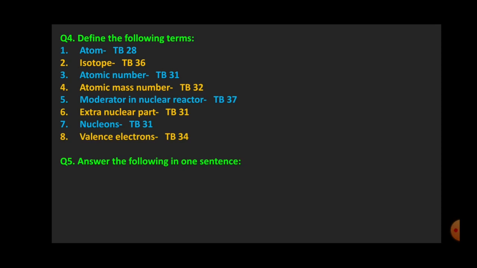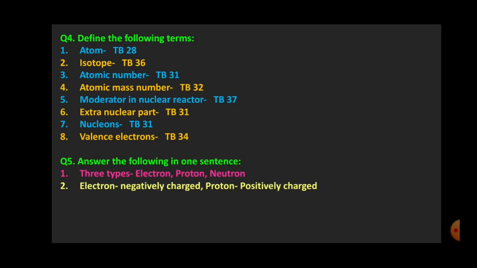Then let's go to the fifth one. Answer the following question in one sentence each. The very first question is, how many types of subatomic particles are found in an atom? And it is electron, proton and neutron. Second question is, which subatomic particles are electrically charged? And we know that electrons are negatively charged and protons are positively charged.